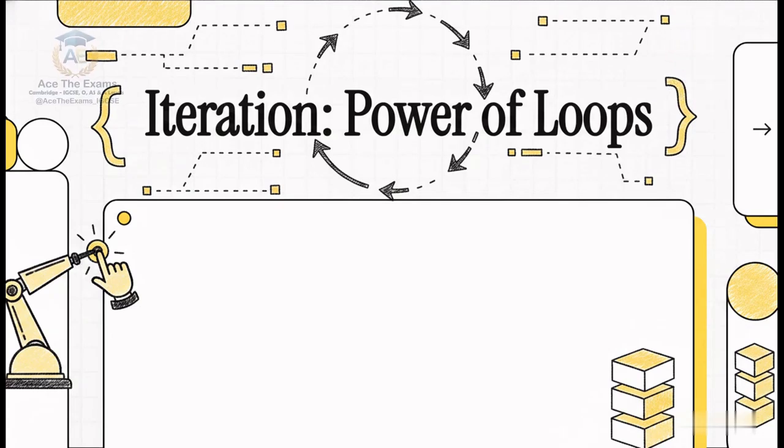So think about this for a second. Why on earth would a programmer sit there and write the exact same line of code 100 times when the computer can just do it for them? Well, they wouldn't. Today, we're unlocking what is honestly one of the most powerful concepts in computer science. We're talking about iteration. It's the secret sauce that makes our code infinitely more efficient, elegant, and just dynamic. Let's get right into it.